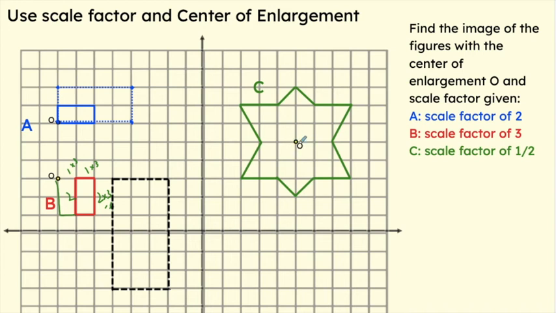Okay, and our last one, use a scale factor of 1/2, and our center of enlargement's actually inside of our shape. Okay, well, we're just going to count. All right, so I need to go by 1/2. So I need to take all these points and I need to bring them 1/2 closer.